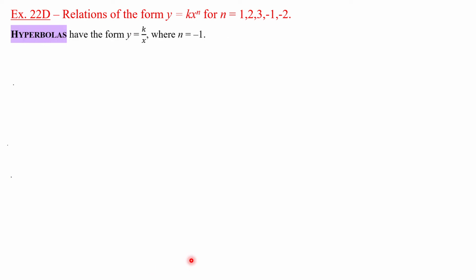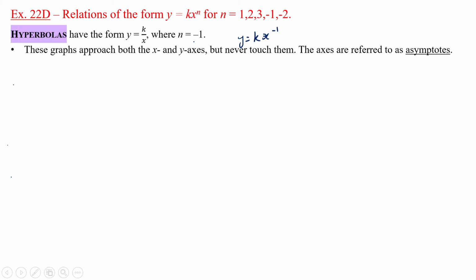All right, moving on to our negative powers of x this time. So hyperbolas have the form y equals k over x, which can also be written as y equals kx to the power of -1. This might take you back to our index laws in year 9. These graphs approach both the x and the y axes, but they will never touch them.